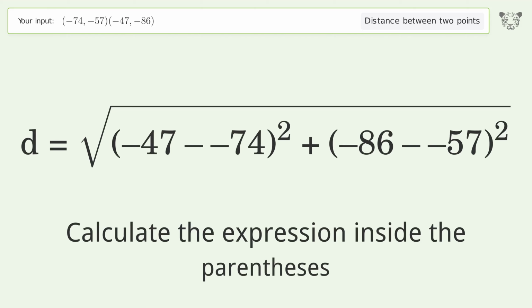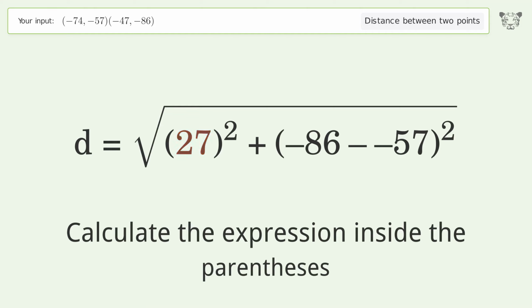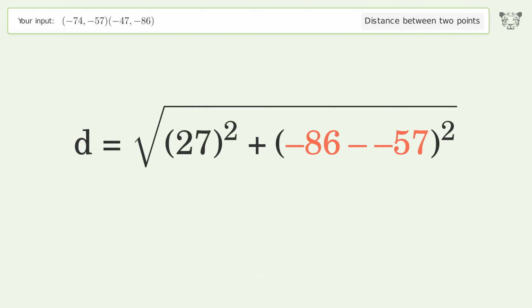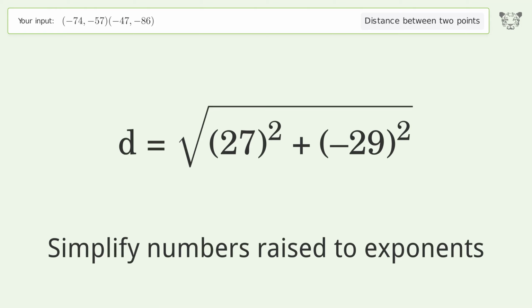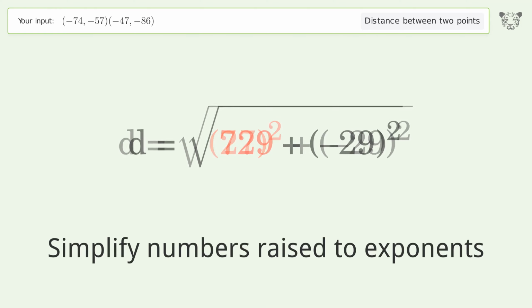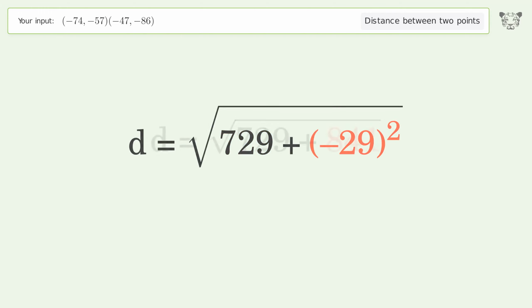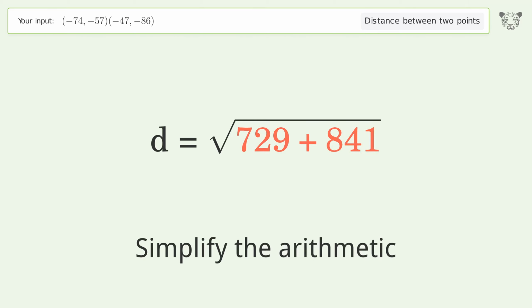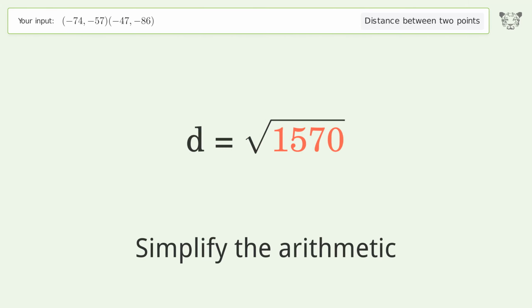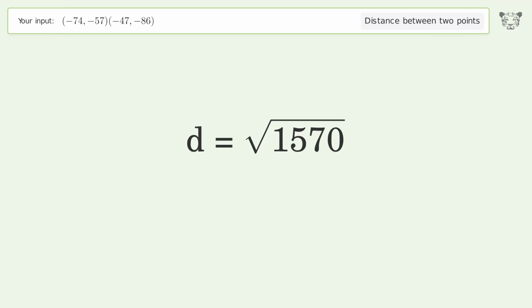Calculate the expression inside the parentheses. Simplify numbers raised to exponents. Simplify the arithmetic. And so the distance between the 2 points is the square root of 1570, or 39.623.